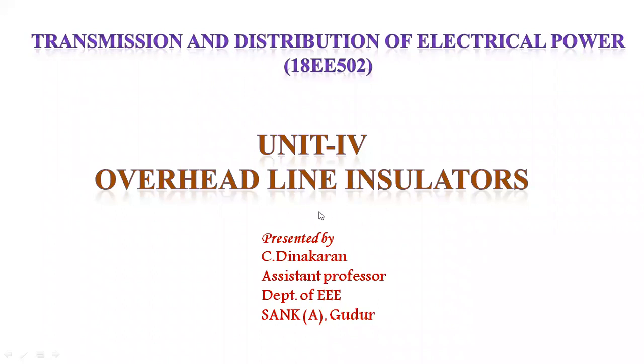Today we are discussing the overhead line insulator, that is, how insulators are used in the overhead transmission line system. The first topic is the requirements of line supports. The main function of the line support is to support the conductor and also withstand the load due to the insulator. The first major requirement is good mechanical strength, to withstand the weight of the conductor, wind load, etc.